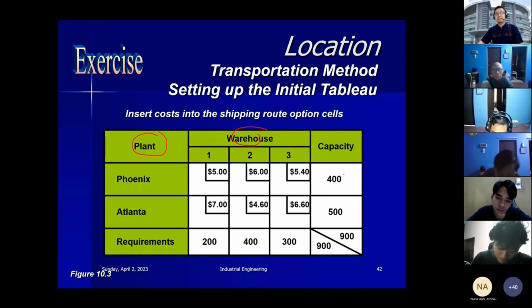And then the capacity we give to you, 400 here, and Atlanta 500. So the total capacity is 900. Same goes for the requirement or demand. Warehouse 1 demand is 200. Warehouse 2 demand is 400. And the requirement for warehouse number 3 is 300. Total 900.